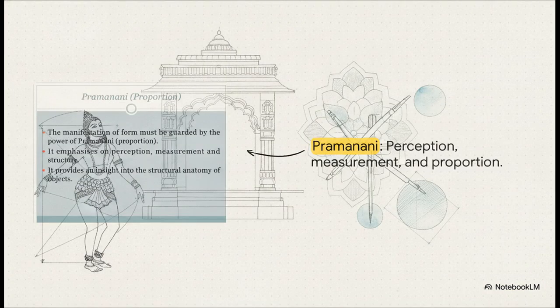Now, once you actually have the form down, it has to be guarded by the second limb, pramana, or proportion. This is where art essentially meets mathematics. Pramana is all about perception, measurement, and structure. It's the rule that ensures figures and objects relate harmoniously to one another and to the overall space of the canvas.